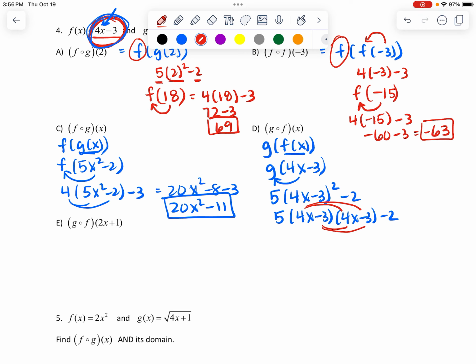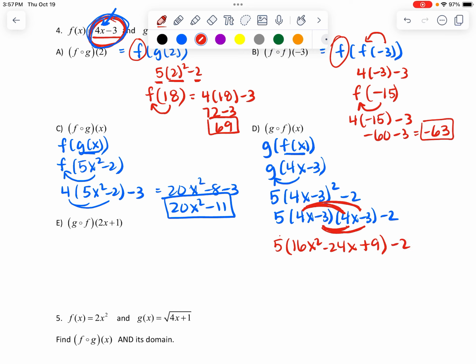So look, we get this 5 on the outside, and then 4x times 4x, that's 16x squared. And then I have negative 12x minus 12x, which is negative 24x. And then I have negative 3 times negative 3, which is positive 9. And don't forget your minus 2 at the end.